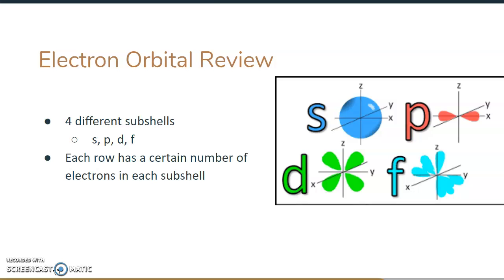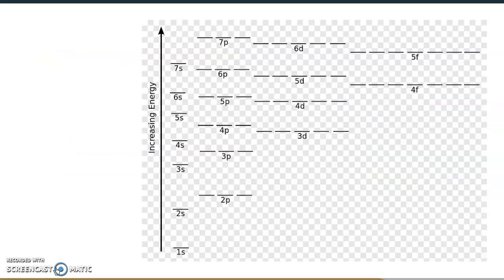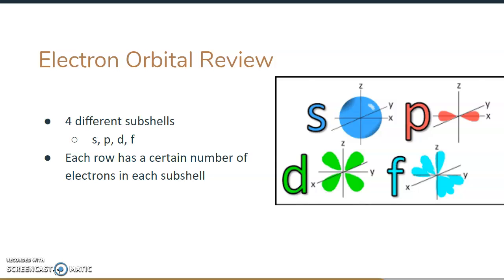We remember that each row has a certain number of electrons, and each subshell has a certain number as well. Of course our S's, as we learned, can only hold 2 electrons. Our P's can hold 6, our D's can hold 10, and our F's can hold 14. So that's just a little bit of the shape.